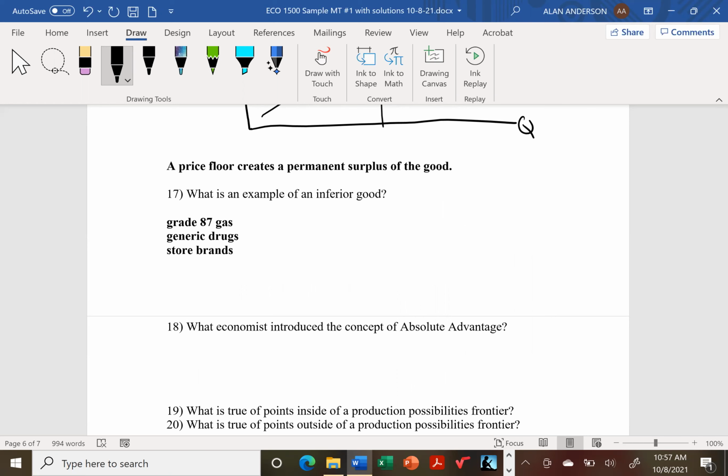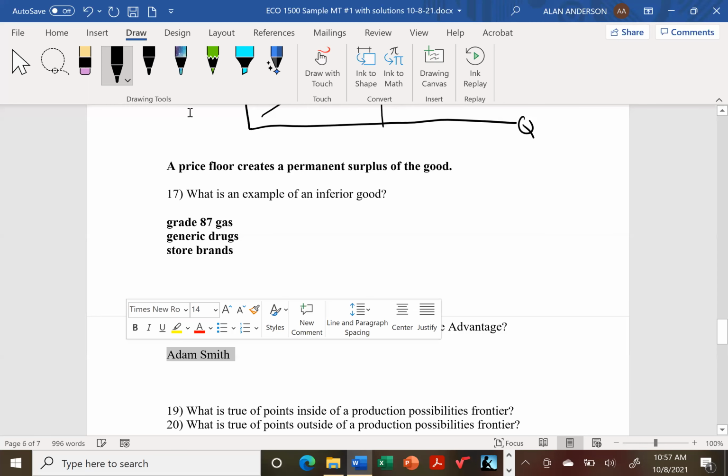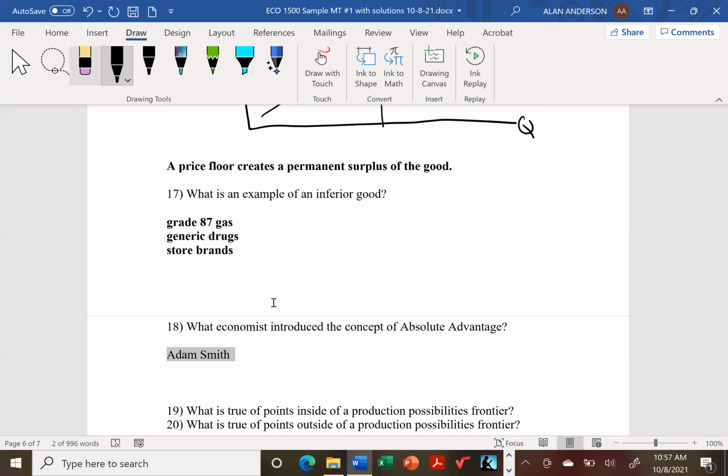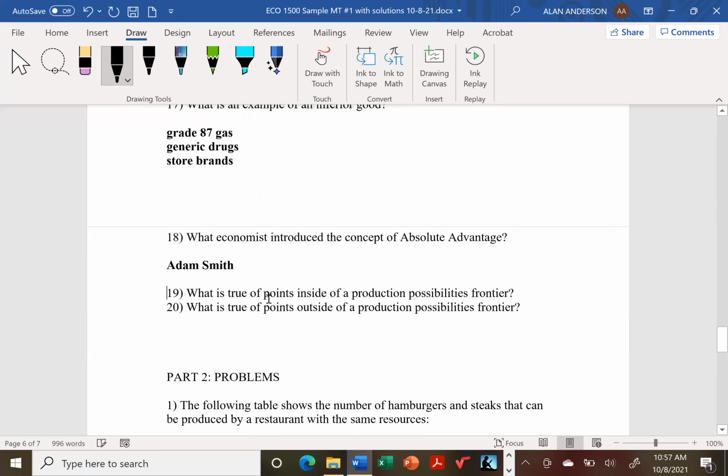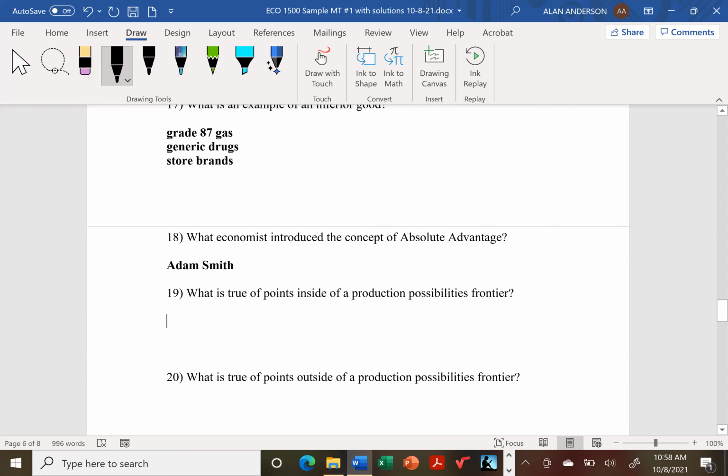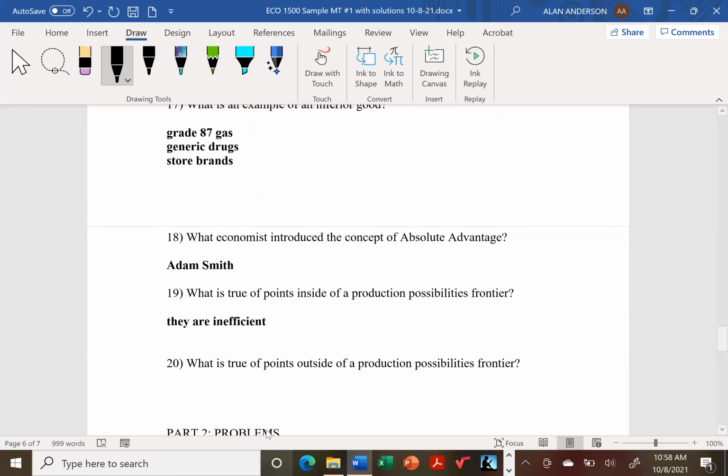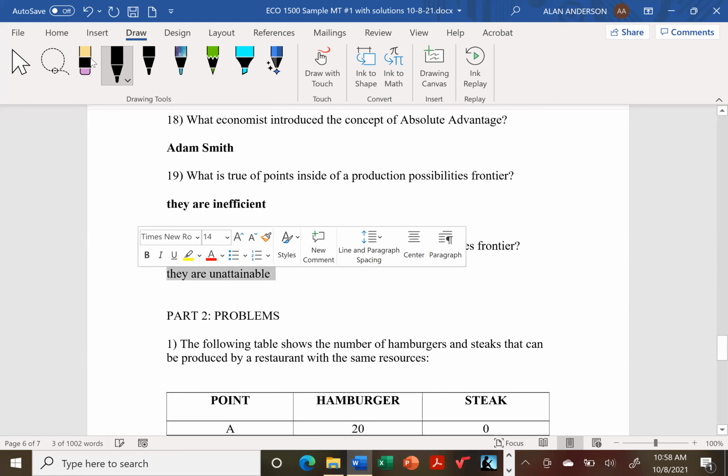All right, and then finally we have absolute advantage, which came from Adam Smith, who's in many ways the founder of the entire discipline of economics. Then we have what is true of points inside a production possibilities frontier. So remember, those are the ones that are inefficient. Those are the ones that you do not want to operate at. The ones on the outside, you'd love to have them, but they're what we call unattainable, meaning that we don't have the resources that we need to reach them.